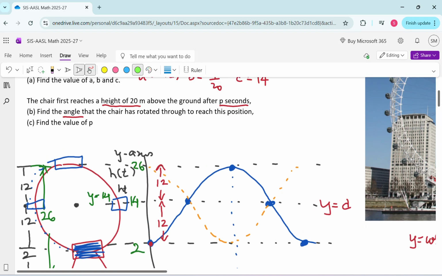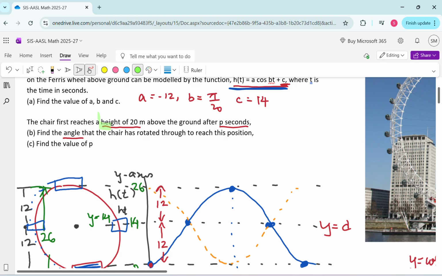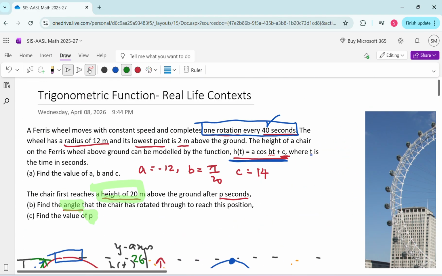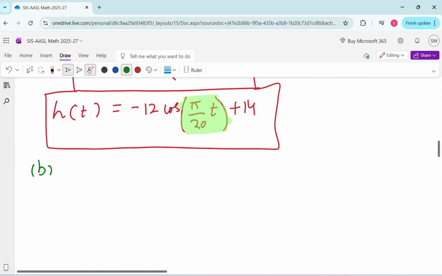And they have given us the height. So I'm going to just substitute the height and find the angle. After that, I'm going to find the value of time, which is t in our case. All right, so let's go ahead. So height is 20. I'll just substitute height as 20 here: 20 = -12 cos(pi/20 t) + 14.